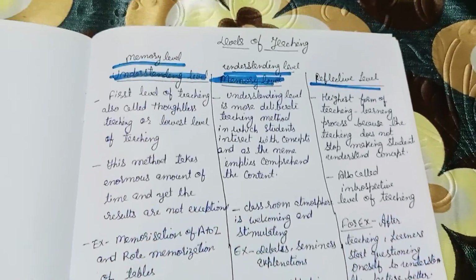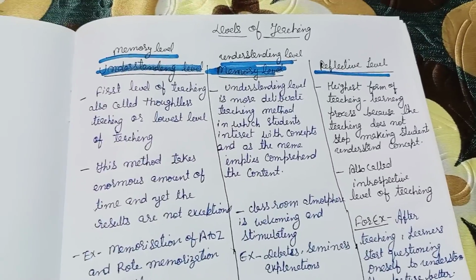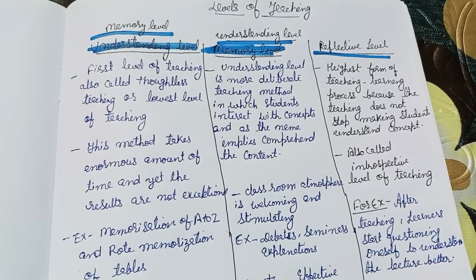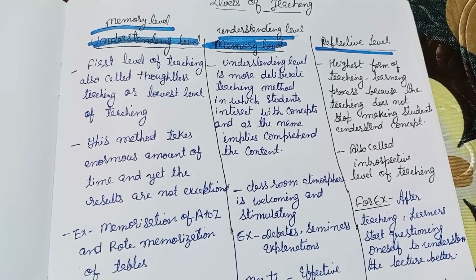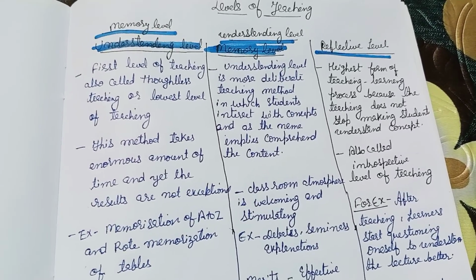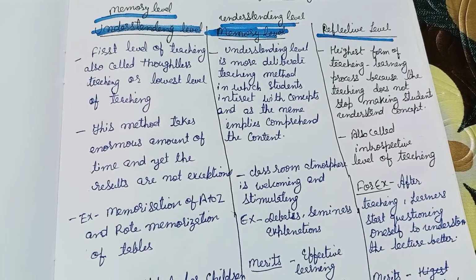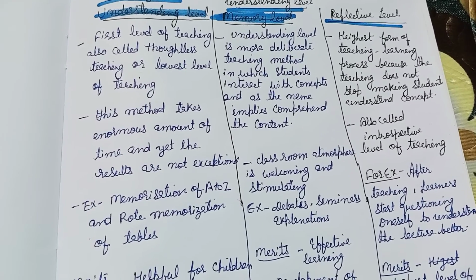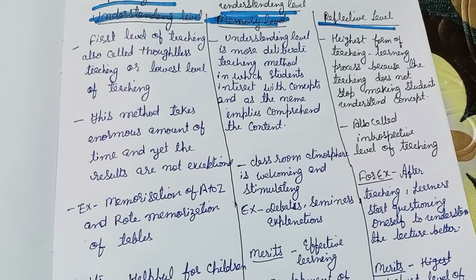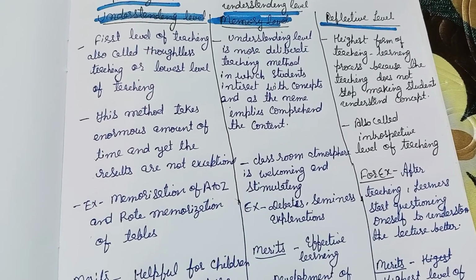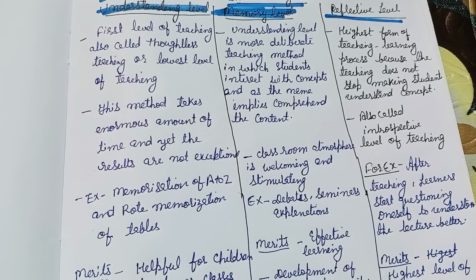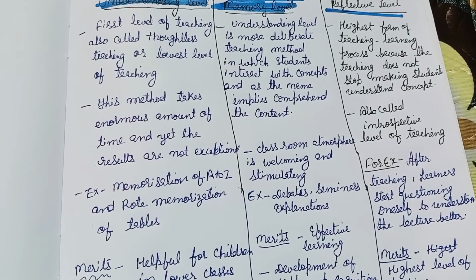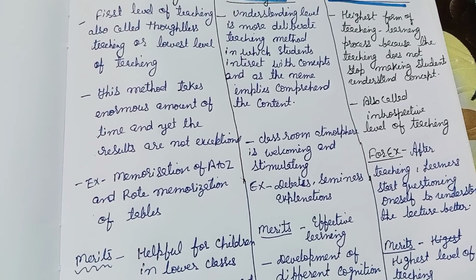Now we will discuss understanding level of teaching. Understanding level is a more deliberate teaching method in which students interact with the concepts and, as the name implies, comprehend the content. Classroom atmosphere is welcoming and stimulating for students. Teachers and students are more active and participative in this method of teaching. For example, teacher and student participate in debates and discuss the topic, and also seminars and explanations are conducted for understanding concepts.